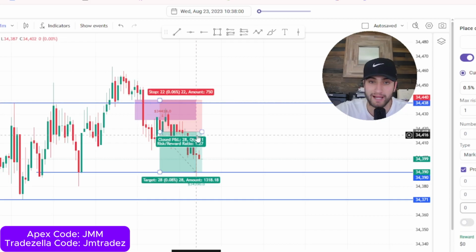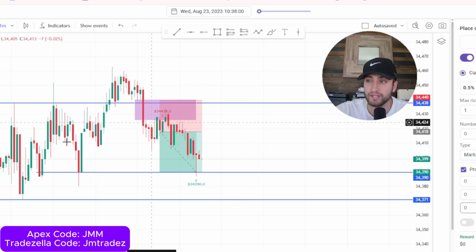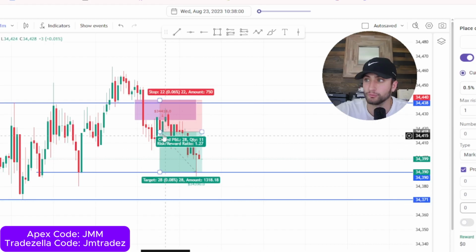That's where you were looking for gaps to be created, and then you were looking to take trades off reactions of how those gaps play out. So whether that's an inverse or a retest and a rejection, just like this one.